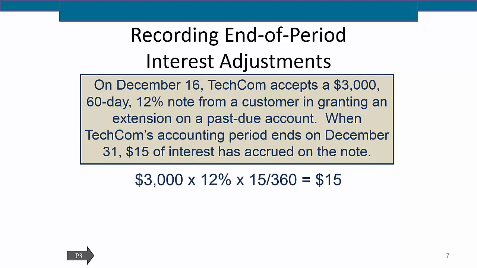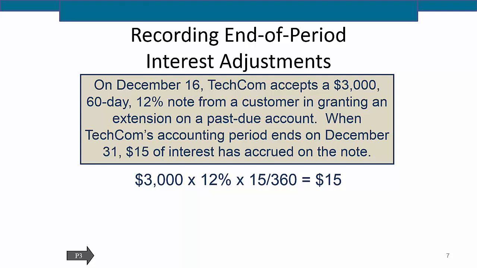When notes receivable are outstanding at the end of a period, any accrued interest earned is computed and recorded. On December 16, TechCom accepts a $3,000 60-day 12% note from a customer in granting an extension on a past due account. Let's assume TechCom needs to prepare a financial statement on December 31st. Time has passed between the issuance date of December 16 and the financial statement date of December 31st. However, the note won't be turned into cash for another few weeks, so TechCom must prepare an adjusting entry to accrue interest income on the note.